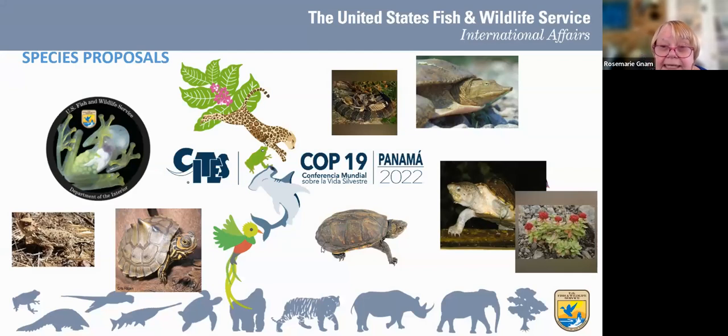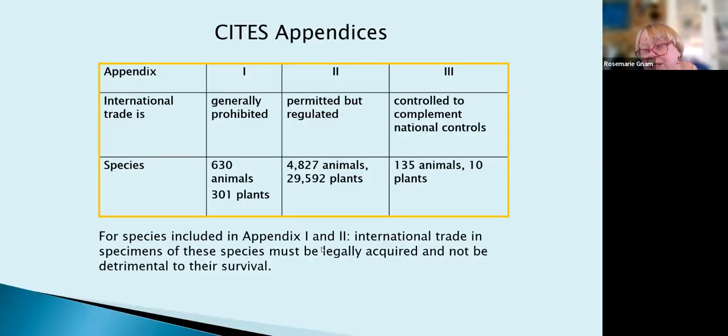For the United States, if we add a species to Appendix 3, we have to go forward with a proposed Federal Register notice that would propose that and have a public comment period. And at the end of that evaluation, if it's positive, we then add it to Appendix 3. All movement of any species in CITES Appendix 1, Appendix 2, and Appendix 3 does require a CITES permit for export from the US.